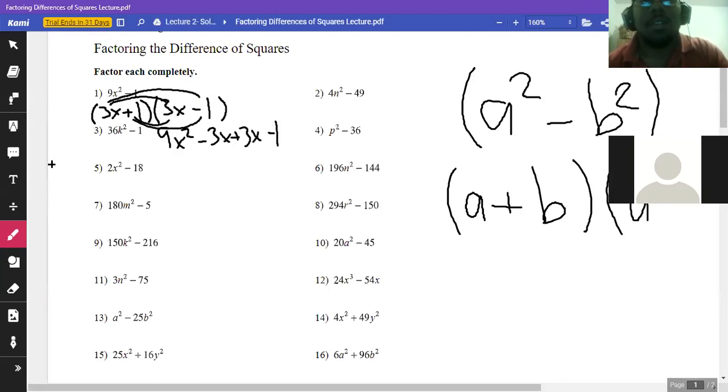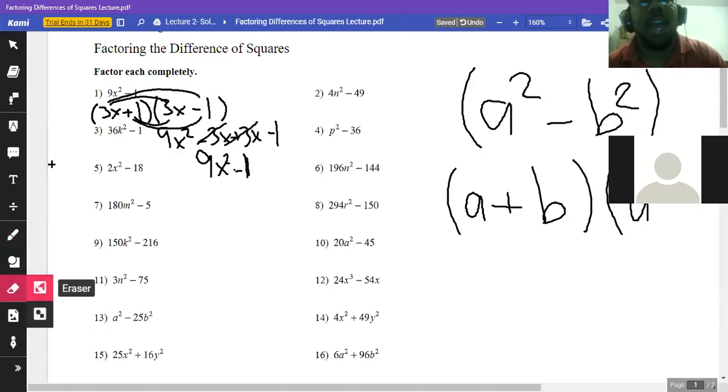Notice that the negative 3x and the positive 3x cancel each other out, because I know that negative 3x plus 3x is just 0, which doesn't do anything. Thus leaving me with what I started with, 9x squared minus 1. And that'll be true anytime we have two perfect squares that we're subtracting from each other.